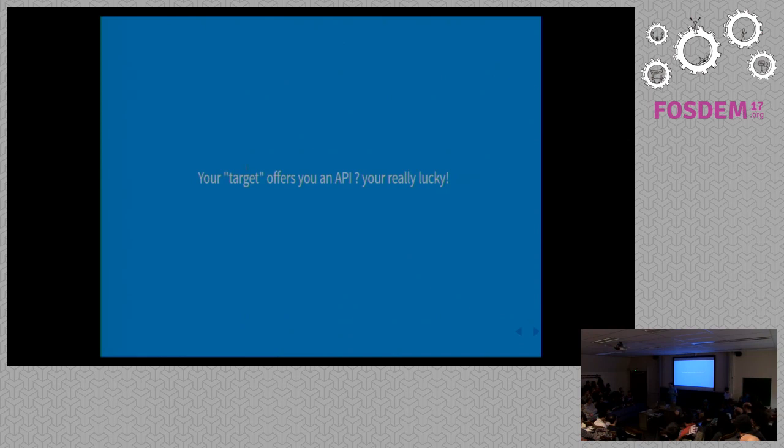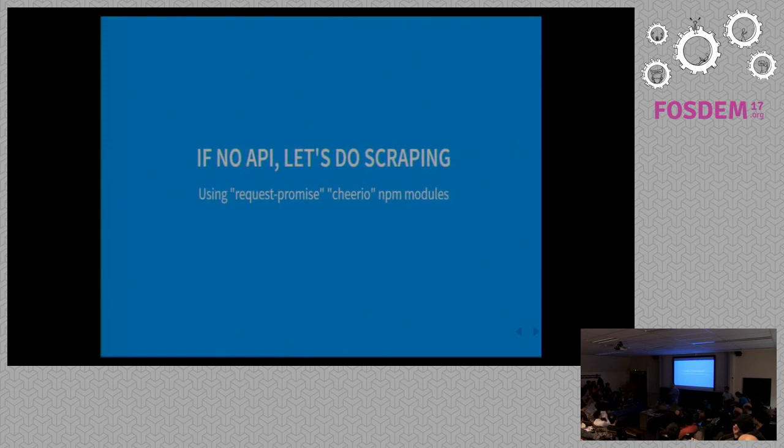So, if you want to write your connector, imagine the target of your connector offers you an API. Then you're lucky, because it's quite rare that web services allow you to get their data. At the moment, it's approximately 5% of the connectors which use an API. So if you're not lucky, you will have to do web scraping. So web scraping is simulating a web browser and trying to pick the data that interests you.